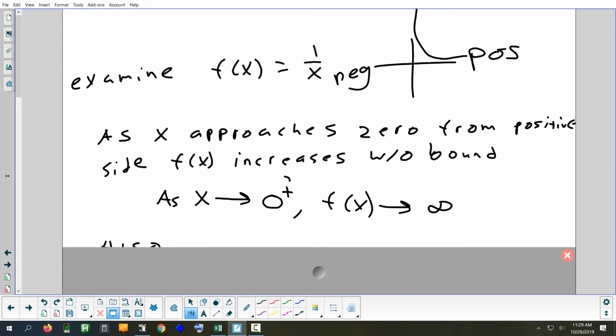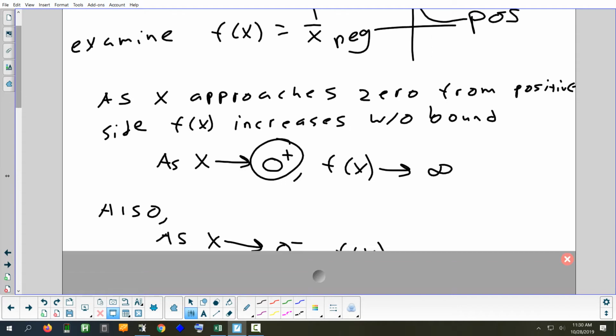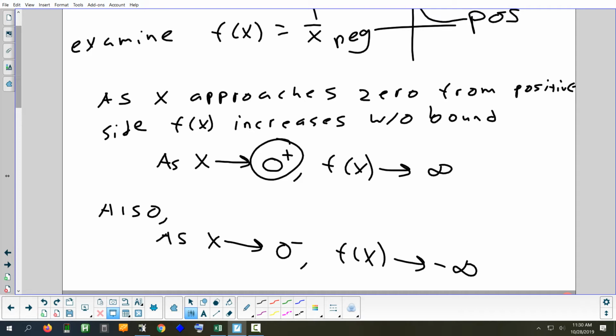So what do you think my notation would be to approach 0 from the left side? 0 with a little plus means from the right, because plus numbers are on the right. Yep. As x approaches 0 with a little minus. Yep. As x approaches 0 from the left side, from the negative numbers, my y value drops down to negative infinity.